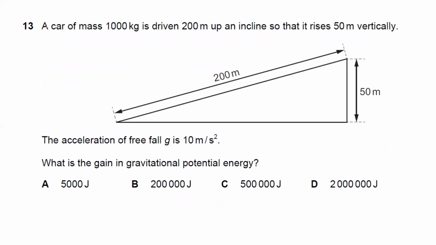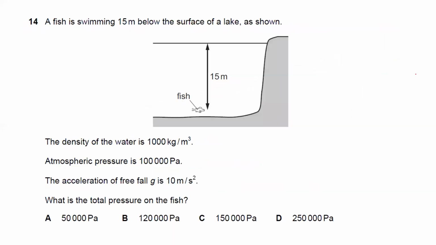Next, question number 13. It says a car of mass 1000 kg is driven 200 meters up an incline, so it rises 50 meters vertically. The acceleration of free fall is 10 meters per second square. What is the gain in potential energy? So remember, the car is here, it gains height here. The potential energy at this point is mg times h. So mass of the car 1000, g is 10, height is 50. If you multiply all of these together, the answer comes out to be C, right? So it is 500,000 joules.